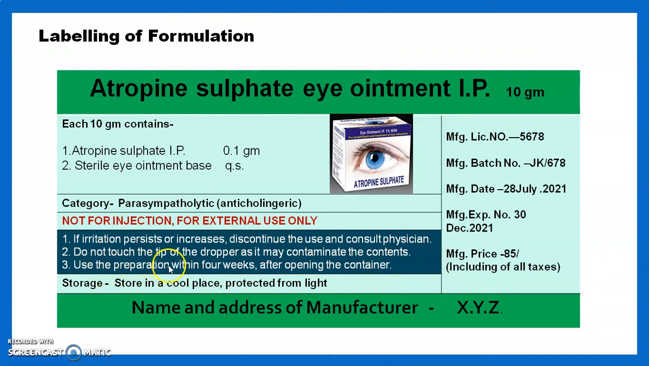Do not touch the tip of the dropper or the tube, as it may contaminate the content. Use the preparation within 4 weeks after opening the container. Storage condition: store in a cool place protected from light. Then manufacturing details such as manufacturing license number, manufacturing batch number, manufacturing date, expiry date and maximum retail price. And at the bottom we should mention the name and address of the manufacturer.